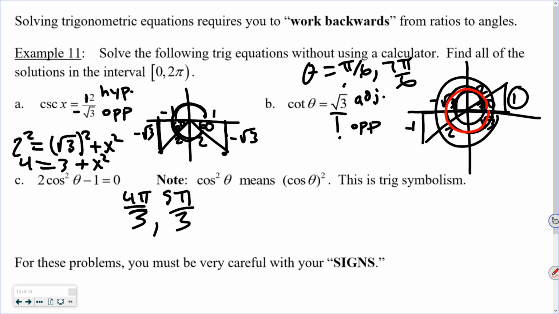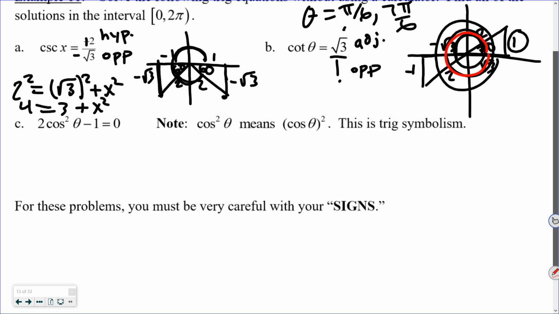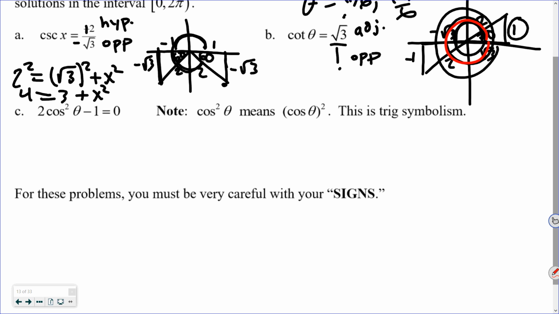Okay, our last problem here. I know this has been a lot. Like, there's a ton covered in this chapter. We're covering basically a week's worth of trig or more in one day, but it is what it is.